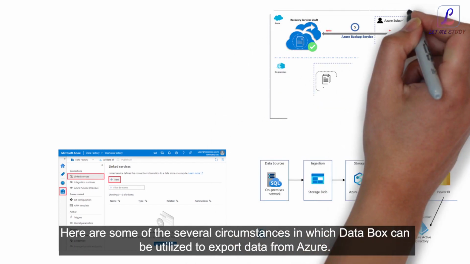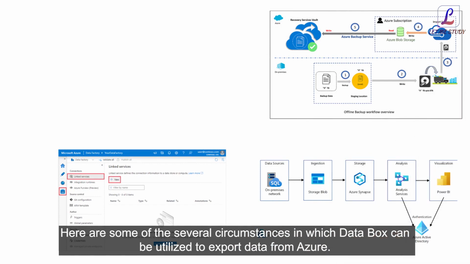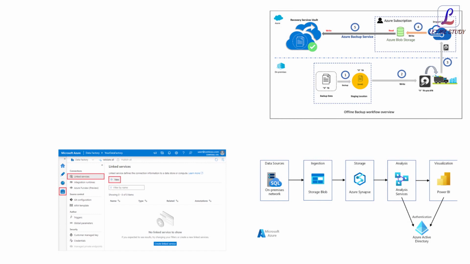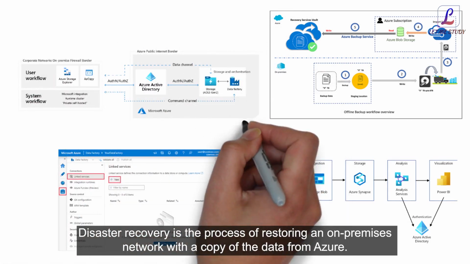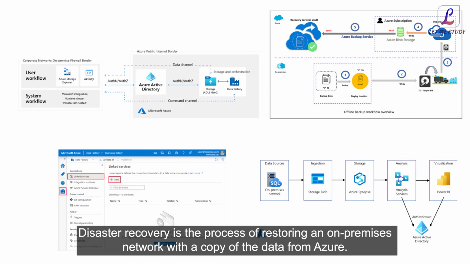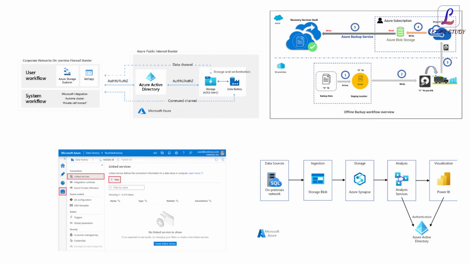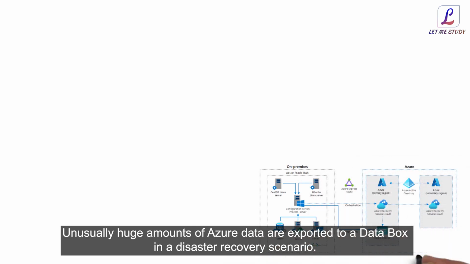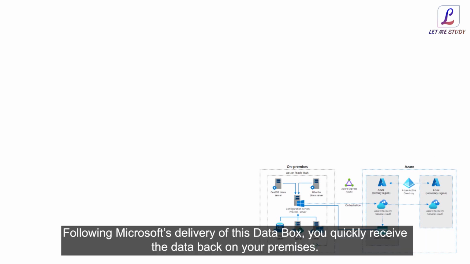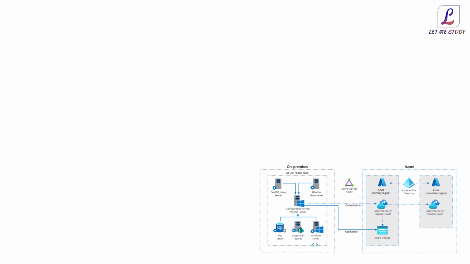Here are some of the several circumstances in which Data Box can be utilized to export data from Azure. Disaster recovery is the process of restoring an on-premises network with a copy of the data from Azure. An unusually huge amount of Azure data is exported to a Data Box in a disaster recovery scenario. Following Microsoft's delivery of this Data Box, you quickly receive the data back on your premises.